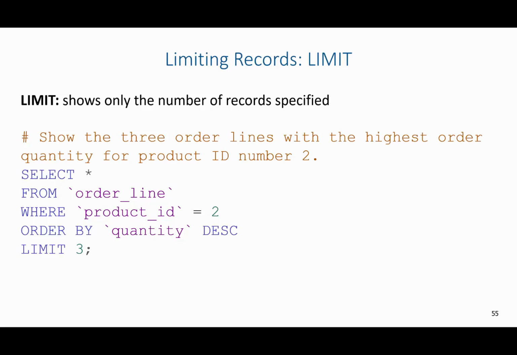Additionally, we can limit the number of results that are returned using the LIMIT command. So for example, if I was asked to show the 3 order lines with the highest order quantity for product ID number 2, what I can do is select star from order line where product ID equals 2, order by quantity in descending order, which will give me the quantities from highest to lowest, and then I'm going to limit the results to 3, so only 3 results will be returned.